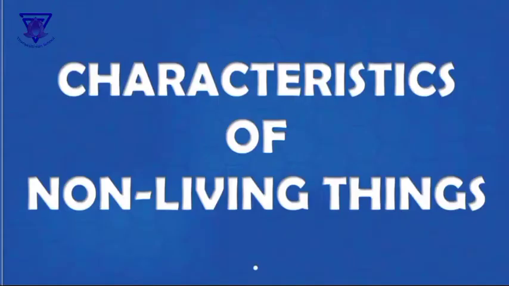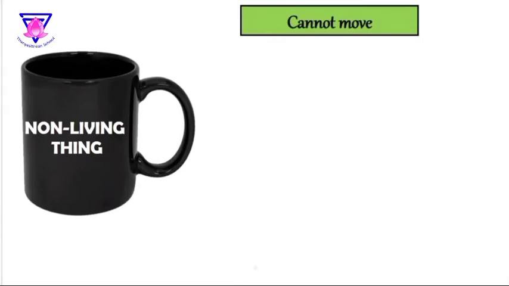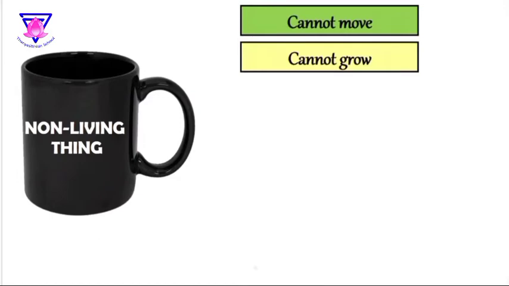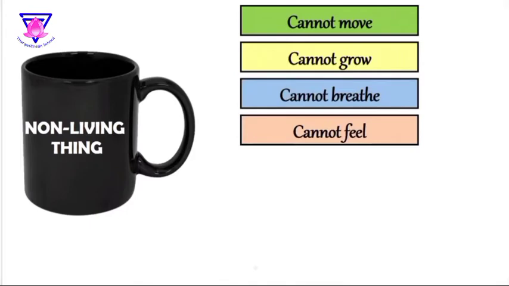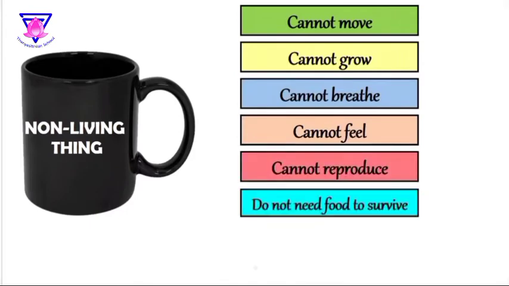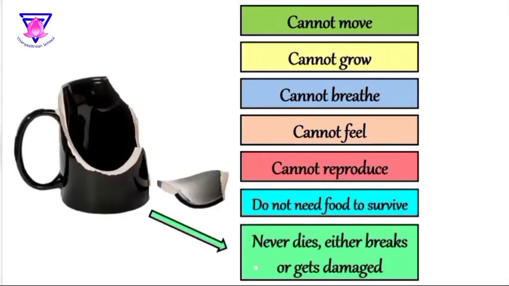Now, let us focus on the characteristics of non-living things. Children, look at this image. It's a mug, and it is a non-living thing. Now, let us see the characteristics of non-living things. It cannot move. It cannot grow. It cannot breathe. It cannot feel. It cannot reproduce. They do not need food to survive. They never die, but they either break or get damaged.